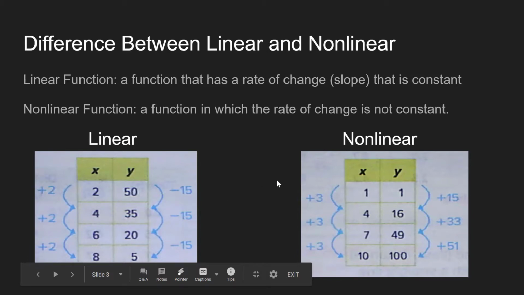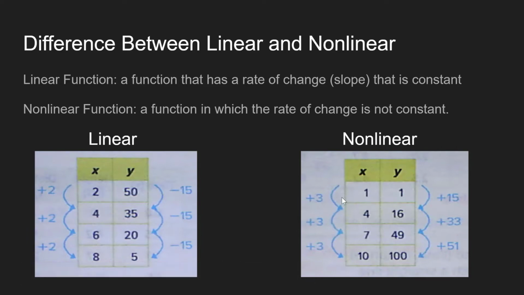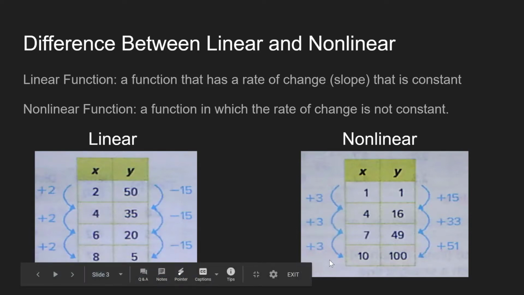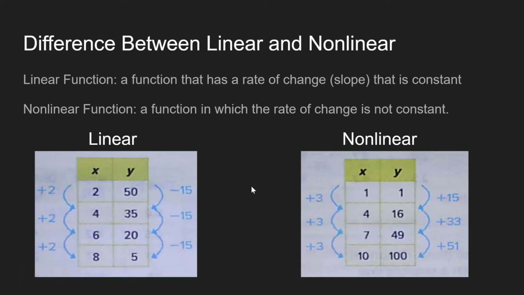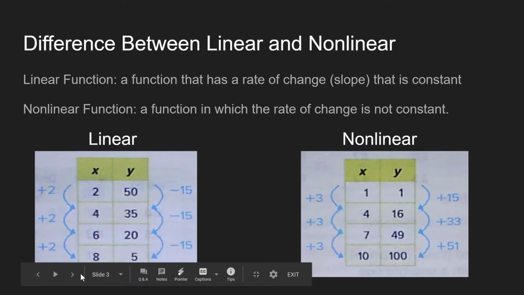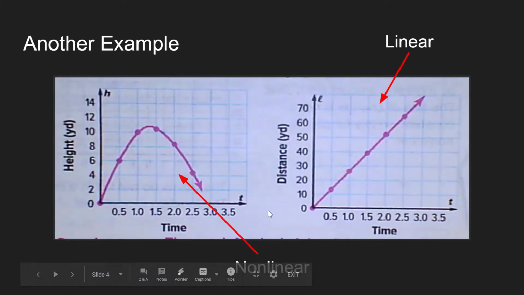Now, a nonlinear function would look a little different, though. A nonlinear function is going to look a little more like this, where we're adding 3 on the domain each time, but even though we're adding 3 on the domain each time, the range isn't increasing or decreasing at the same rate. So we've got 15, 33, 51. It doesn't have the same change each time on the range side. So we know it's nonlinear. Let's look at another example.